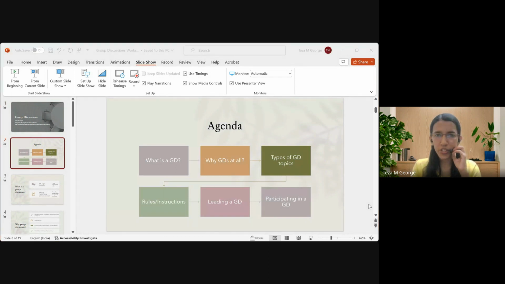This is our agenda for today's session. We'll be seeing what exactly a GD is, why we need to have a GD, what are the different kinds of group discussion topics, what are the rules or instructions to be followed in a GD, how to lead a GD, and how to participate in a GD.